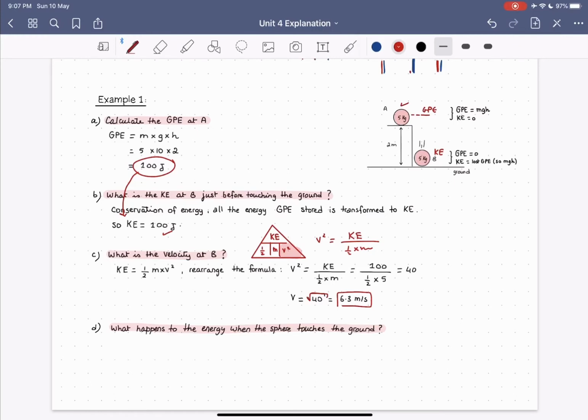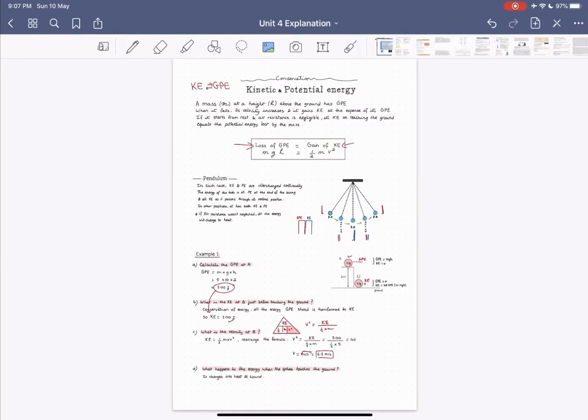Last question is, what do you think happens to the energy when the sphere touched the ground? When it touched the ground, the kinetic energy will be converted into heat and sound. And this is the lost energy, the energy that is lost.